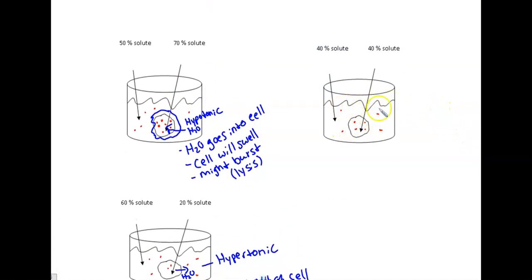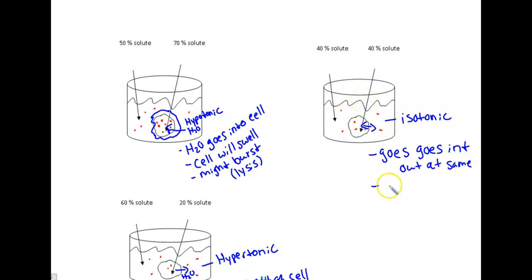All right, here we've got 4 on the inside and 4 on the outside. So we are in an isotonic environment. So it looks like nothing's happening with the water for isotonic because it is equal. But honestly, water is going inside and out at the same rate. Water's always moving, goes in and out at the same rate. So the cell almost stays the same, just very little change for an iso. This is the environment we want our cells to be in.